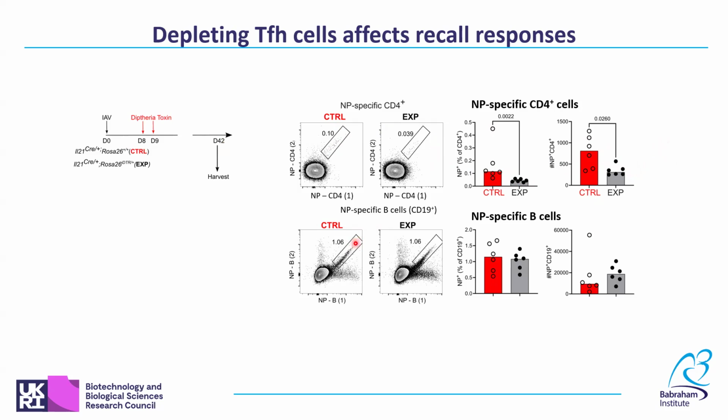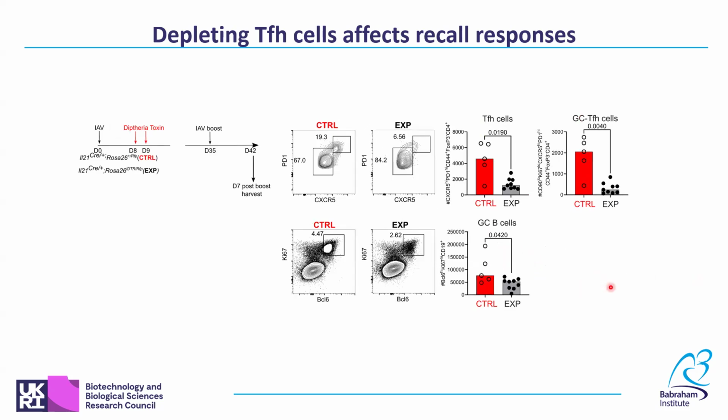In contrast, our antigen-specific B cells show no defect. And this fits with what we saw with our germinal center B cells, that they seem to recover in terms of their numbers after this disruption of the germinal center. So we've got a normal proportion of MP-specific B cells and also a normal number.